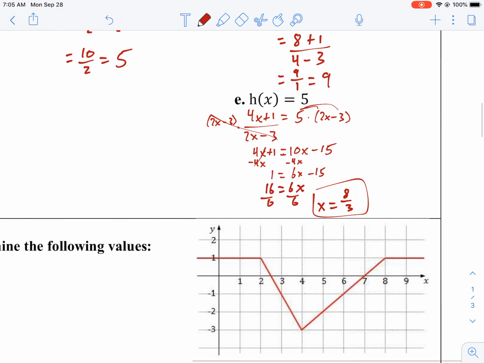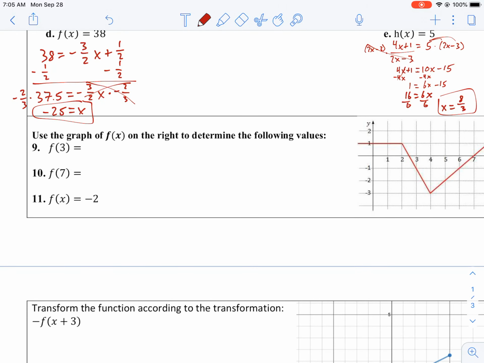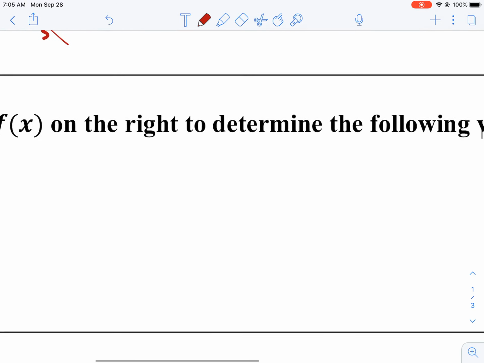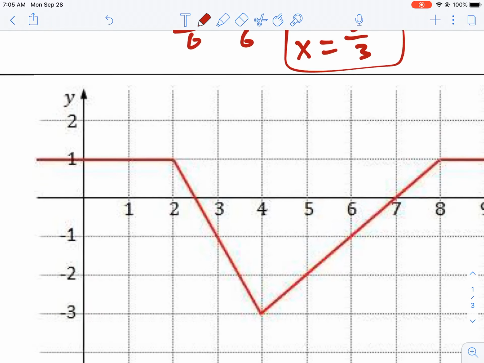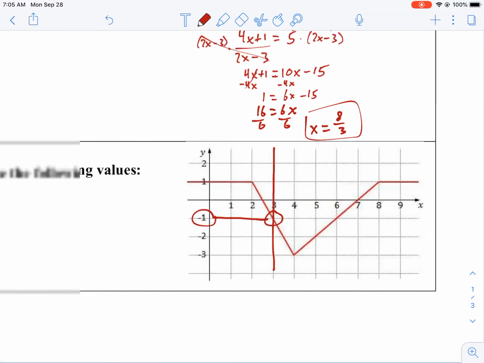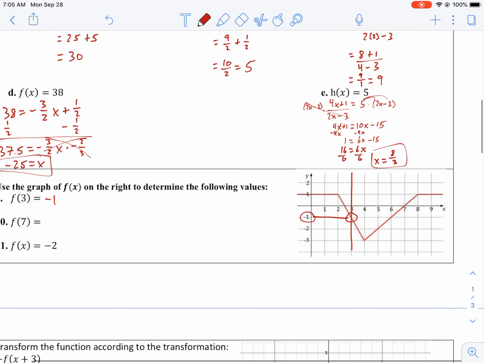So that's how you would do the function notation problems with equations. We can also look at a graph, okay? So if this tells us f of 3, that means our input is 3, right? Which means our x value is 3. So if we look at the x value of 3, we cross the graph at this point. If we look over, that's negative 1. So f of 3 is negative 1.